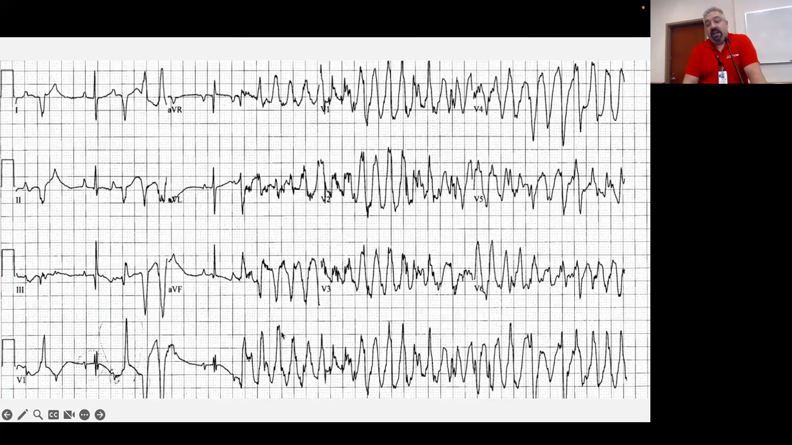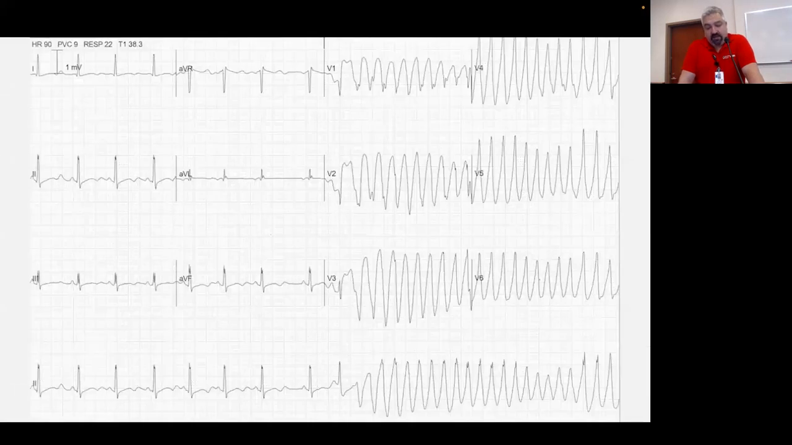Twisting of the points. So you've got these complexes, and some of them look like they're pointed up here, and then some of them look like they're pointed down here. This is also a polymorphic VTAC because there is more than one morphology of the QRS complexes. This is a much better looking example. So the difference between polymorphic VTAC and torsades is that it is torsades only if the patient has an underlying long QT. Otherwise, it's just polymorphic VTAC, right? It's just sparkling VTAC, you know, it's not actually torsades.